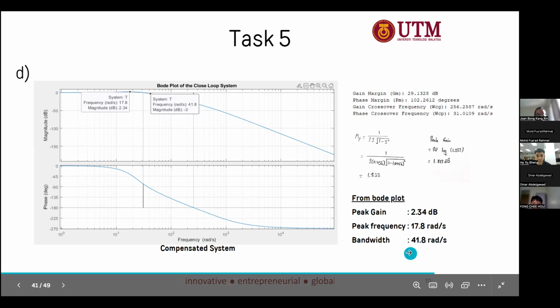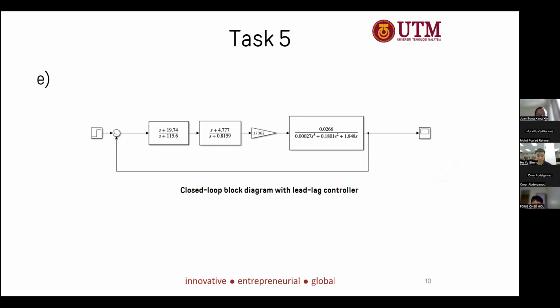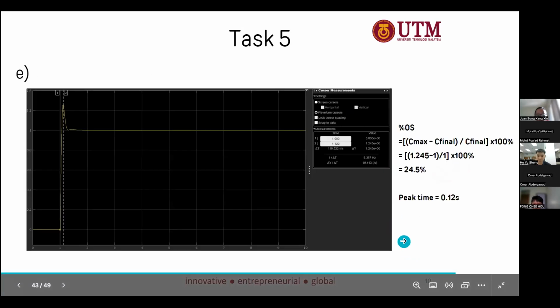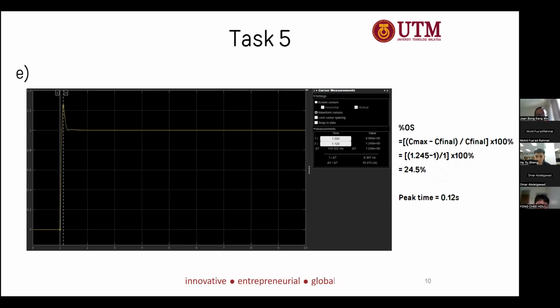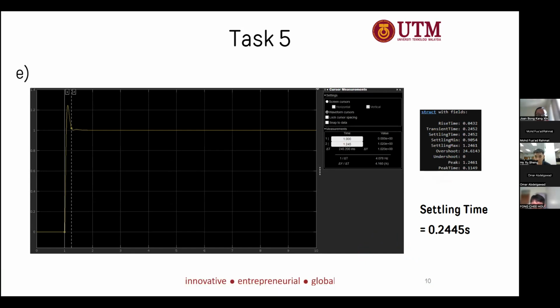Okay, next. So lastly, we need to simulate the compensated system in Simulink. Next. After we simulate, we find our overshoot percentage is 24.5% and the peak time is 0.12 seconds. Next. The settling time is 0.2445 and is similar to the open loop compensated system by using the MATLAB stepinfo of the closed loop function.